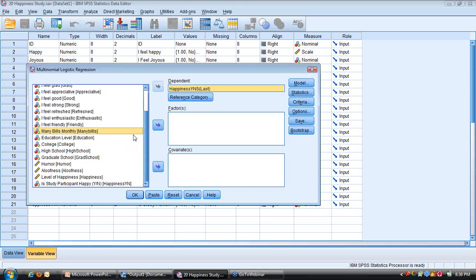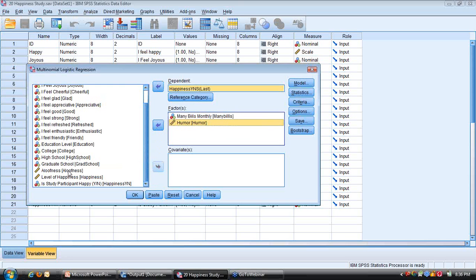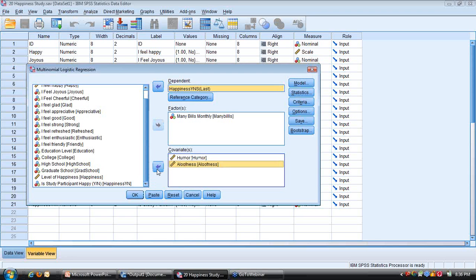Okay, so we put in many bills monthly. This gets a little convoluted, so let's leave out education this time because it's just another categorical variable, and it's not significantly related anyway. Then we put in humor and aloofness. Remember what I said, the continuous go in the covariates. Aloofness and humor are continuous, measured on a scale of 1 to 5, with higher meaning more humor, higher meaning more aloofness. Then we have our factor, many bills monthly, yes, no, categorical, in the factors list. Then we click OK.